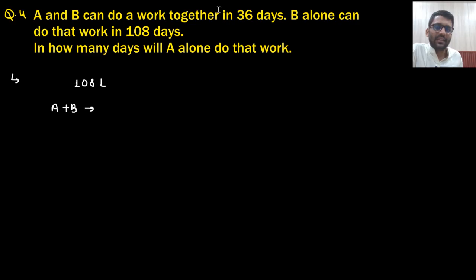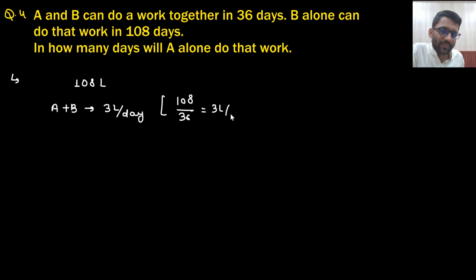it takes them 36 days. That means A and B together are eating 3 laddu per day. Right? From where did I get? 108 was the task and it is taking them 36 days. That means they are eating 3 laddu per day. So A and B together are eating 3 laddu per day.